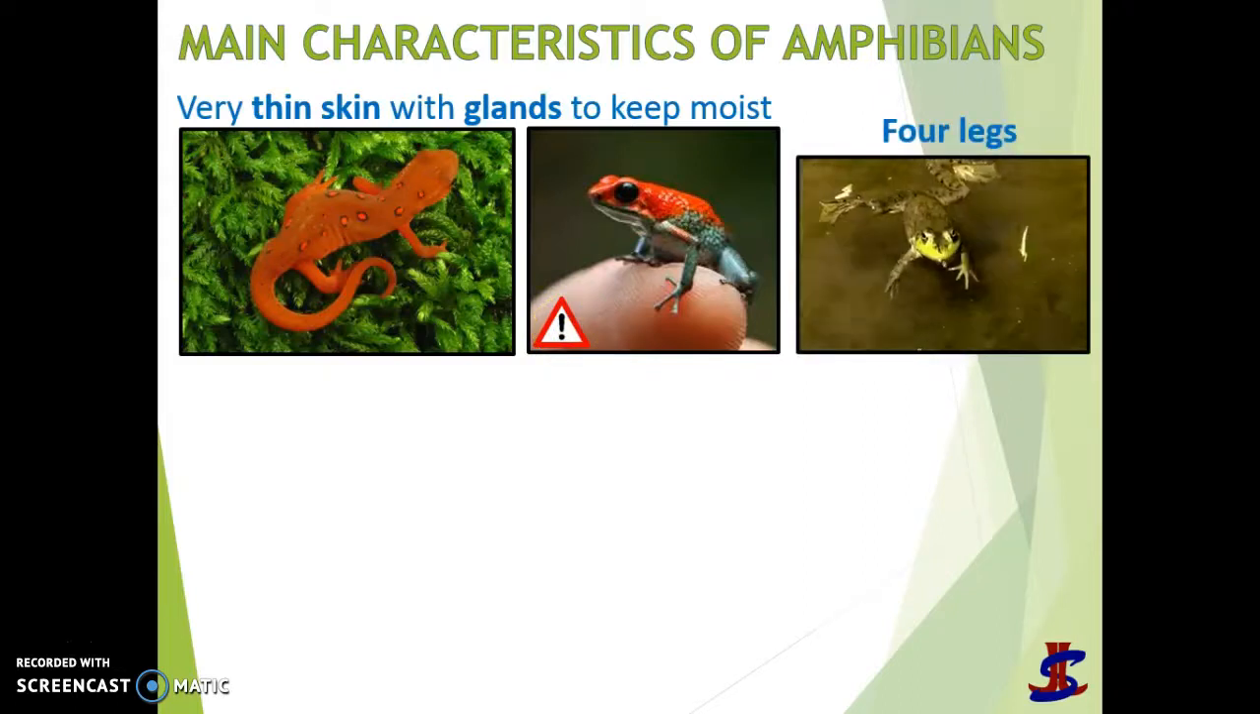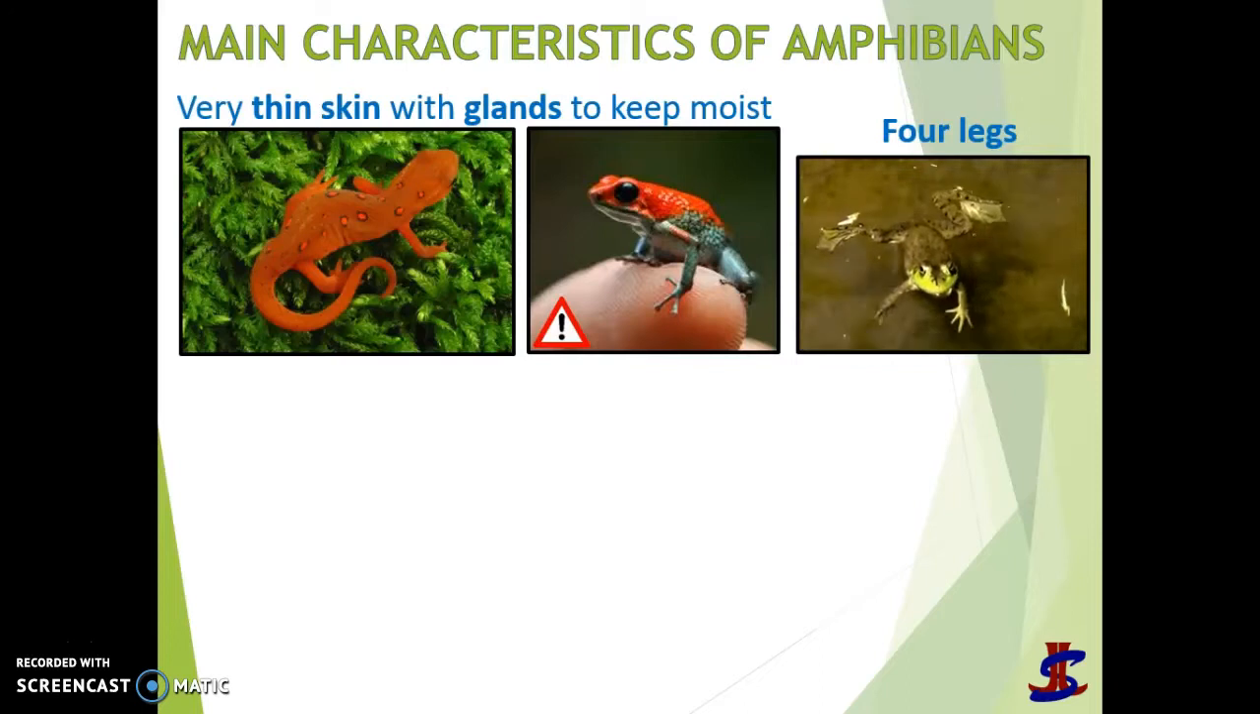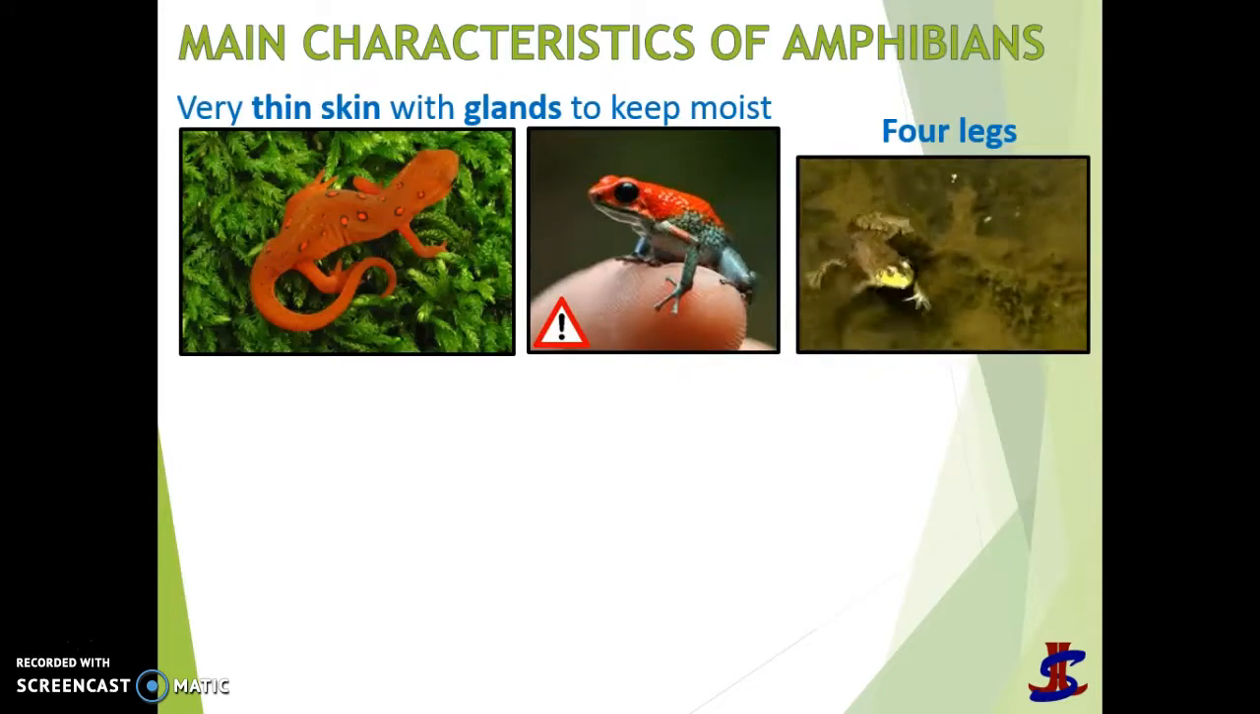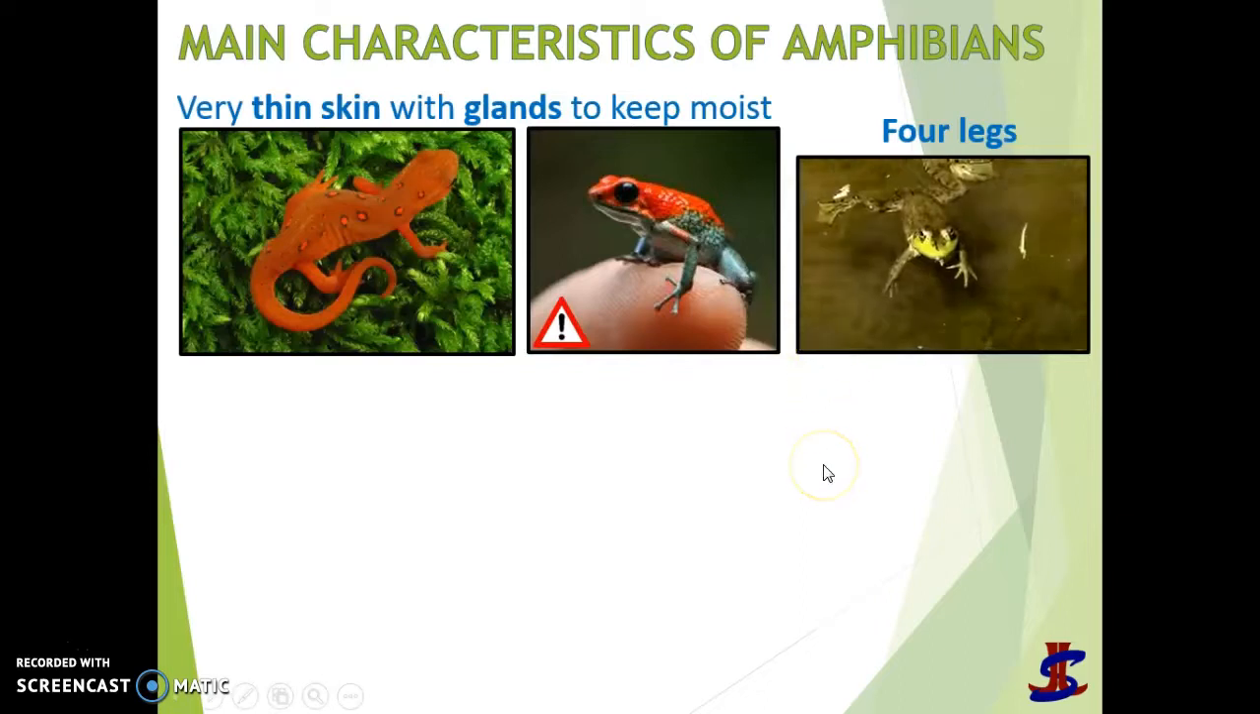They have 4 legs. They have developed legs because this is an evolution from fish, and they come out of the water and develop legs. So they have 4 legs which they use for swimming or jumping or just walking.